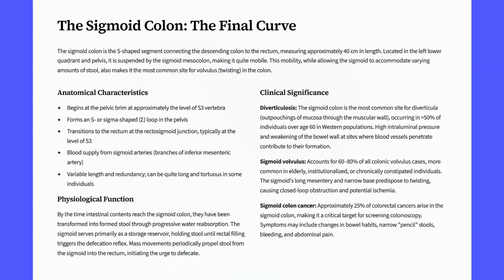The sigmoid colon has important anatomical and clinical features. Anatomically, it's an S-shaped segment measuring 40 centimeters, located in the left lower quadrant. It's intraperitoneal with a mesentery, making it mobile. Blood supply comes from the sigmoid arteries, branches of the inferior mesenteric artery. Physiologically, it serves as the final site of water absorption and stool storage before defecation. Clinically, it's a common site for diverticulosis, where small pouches form in the colonic wall. Sigmoid volvulus can occur due to its mobility, causing bowel obstruction. It's also a frequent location for colorectal cancer.